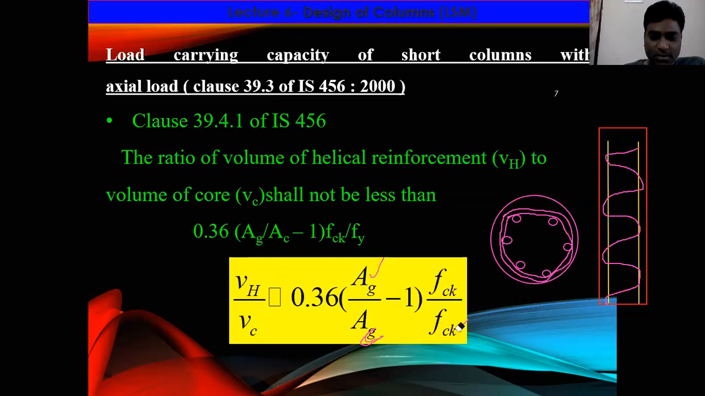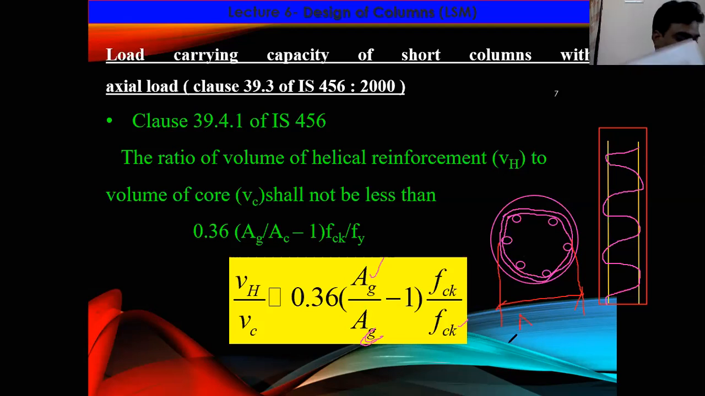So now coming to the volume of core, it is already given as A of C in the core book. Area of core of the helical reinforcement column is measured to the outer side diameter of the helix. So this is called the helix. If you take these two, this is called your diameter of core.